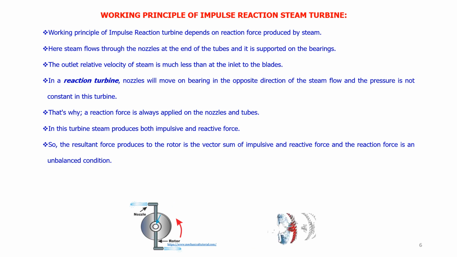This is an impulse reaction turbine. The previous one is the impulse turbine. Here it is a reaction turbine. The nozzle will move on the bearing in the opposite direction of the steam flow, and the pressure is not constant in this turbine. Reaction force is always applied on the nozzles and tubes. The resultant force produced on the rotor is the vector sum of impulsive and reactive forces, and the reaction force is in an unbalanced condition.